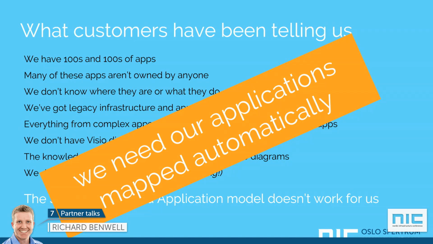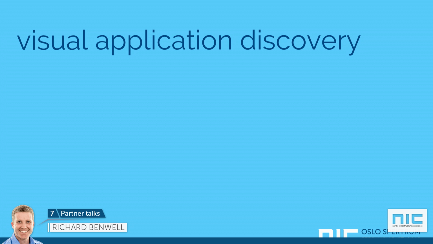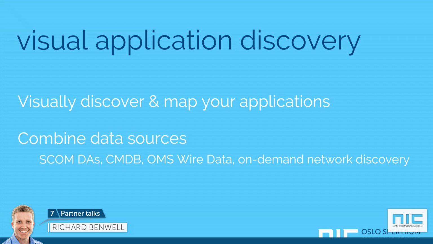And really then what we hear is that customers want their applications mapped automatically. We need help figuring out where these applications are, why something's gone down, what happens when we rip out one server, what applications are going to be affected. So in v3, we'll be introducing visual application discovery. I'll show you this live in a second, but just in summary, it's going to allow you to visually discover and map your applications. We recognize that the information about where those applications are is nowhere in particular. It's going to have to come from multiple data sources.